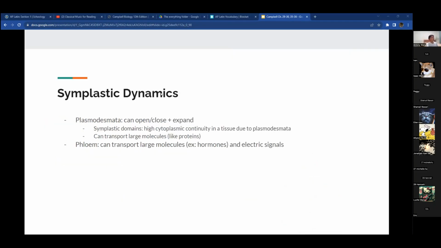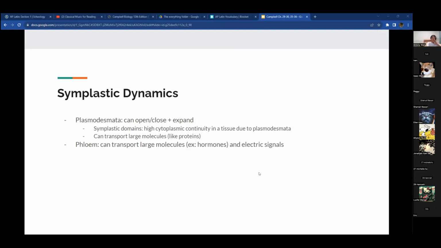Symplastic dynamics. The symplast is the term that describes the internal environment. So everything inside the cell wall is the symplast. There are plasmodesmata that connect two different cells. These plasmodesmata can expand. They link neighboring cells so they can exchange hormones or solutes or whatever. Moreover, phloem can transfer large molecules and electric signals.